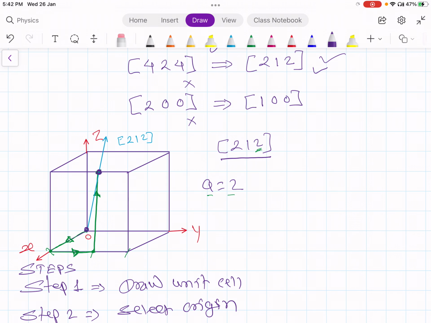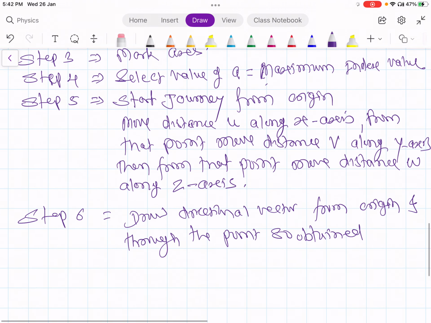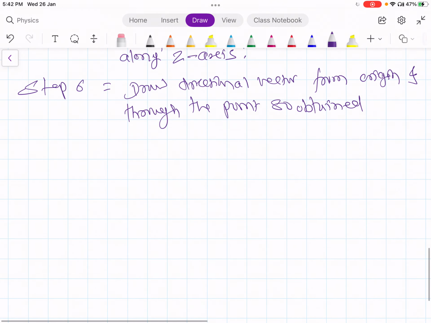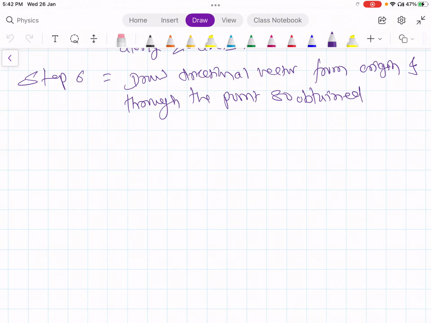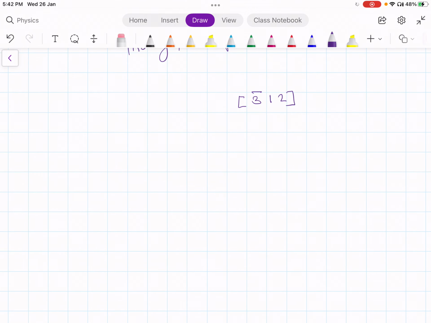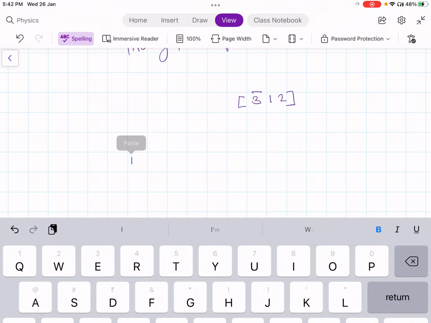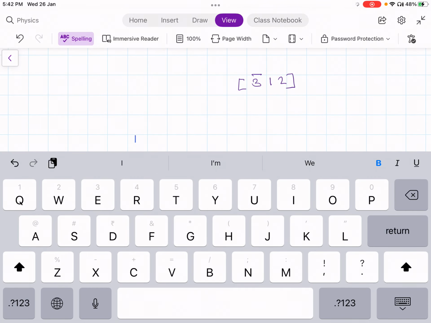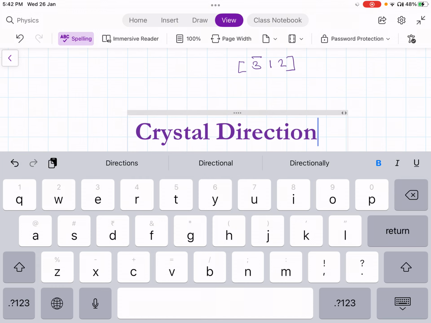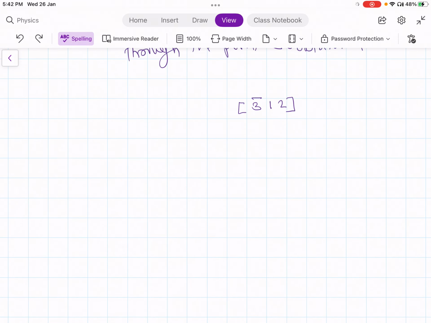Let me take some more examples. So first, let's say that you have to draw the direction [3̄12], and this direction you have to show in the unit cell, and hence you need to first draw the unit cell. So let me draw the unit cell.